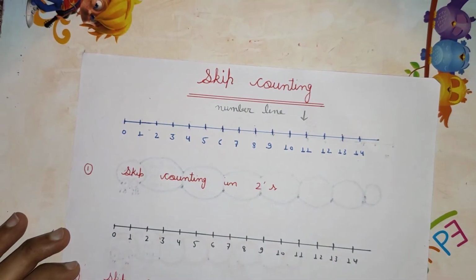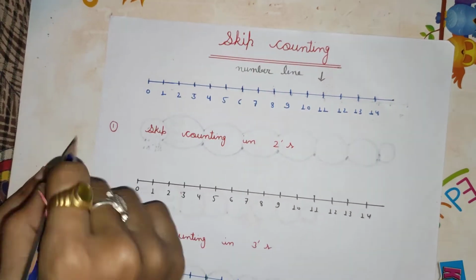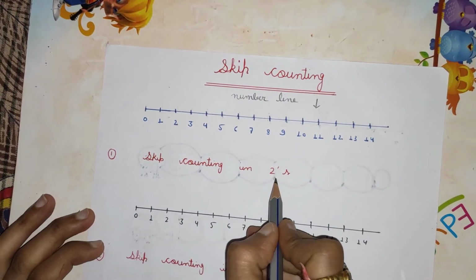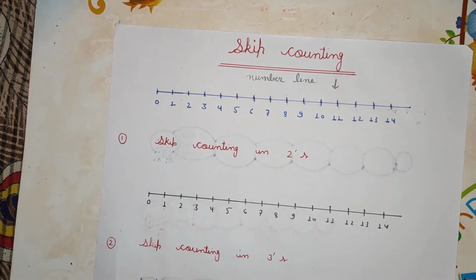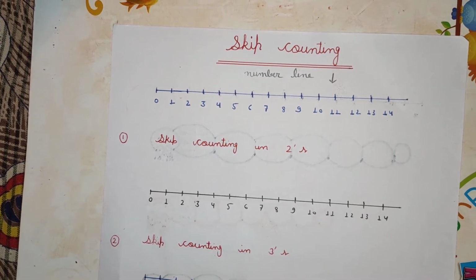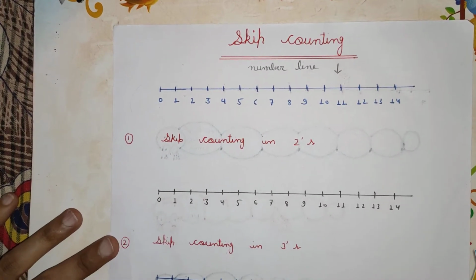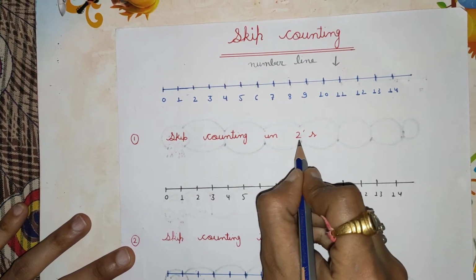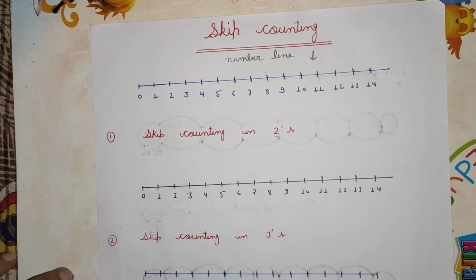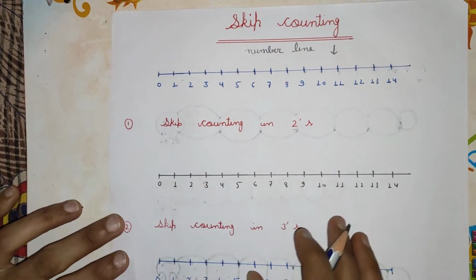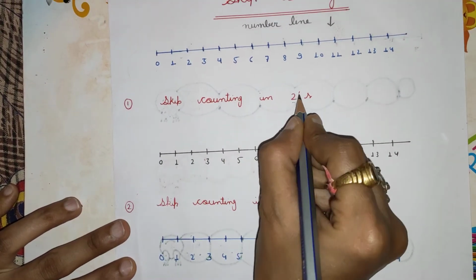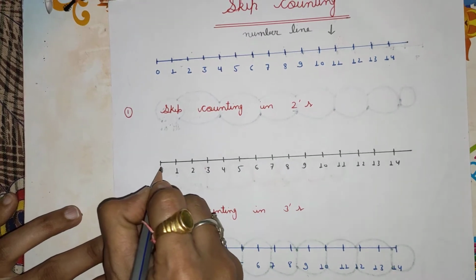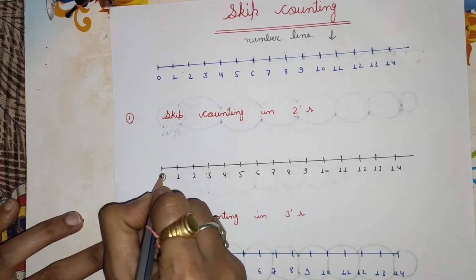Now you have to perform the questions based on skip counting. There are different concepts, like in 2s, 3s, 5s, 10s. So how can you solve the question? You just see, it is written that skip counting in 2s means you have to find out the number. See the example: here the number line is starting from 0.